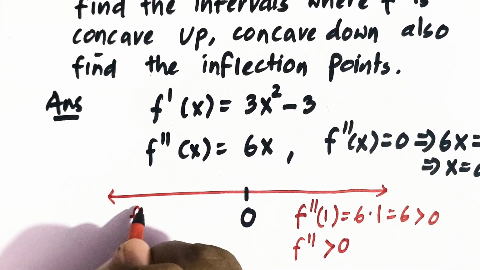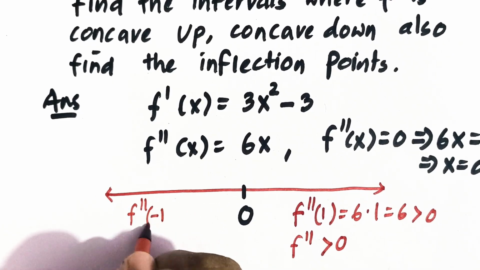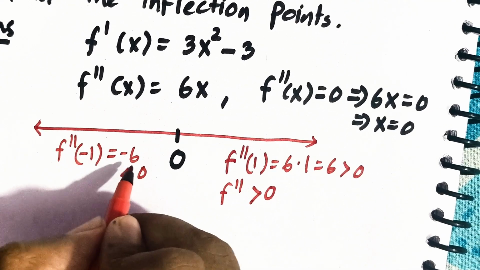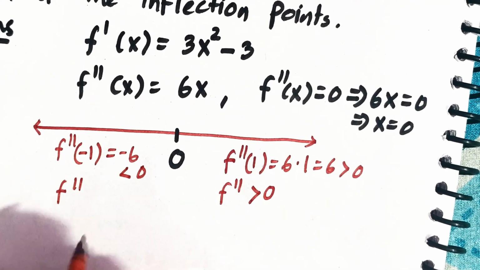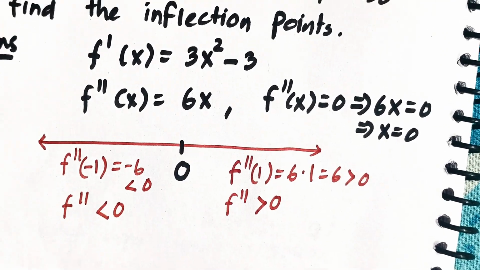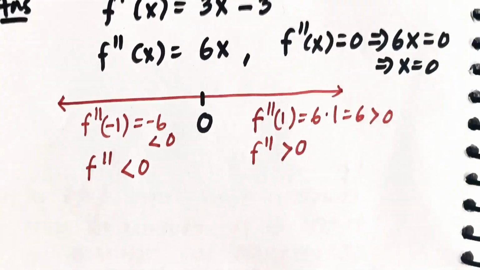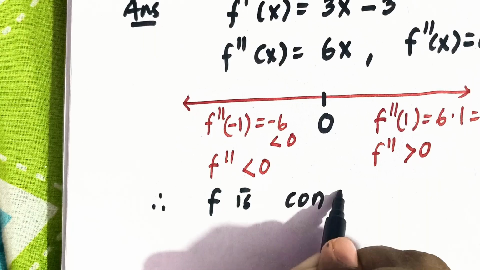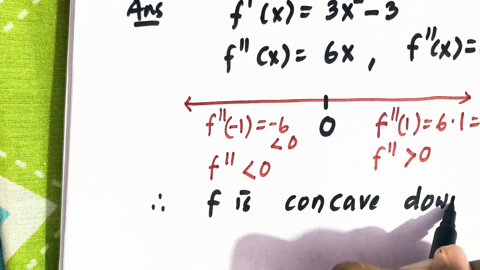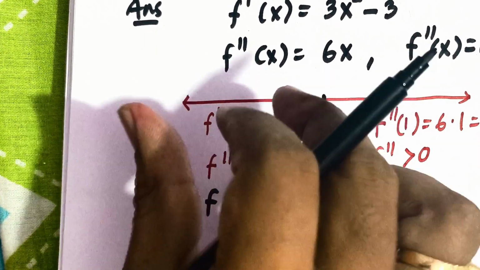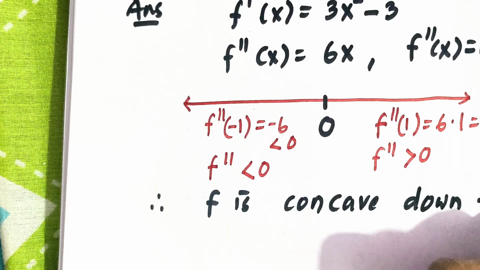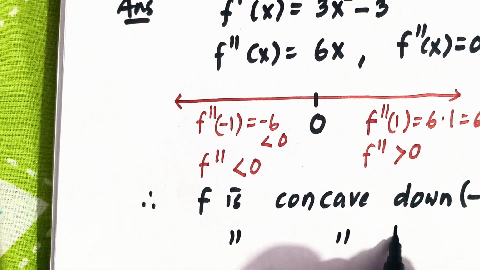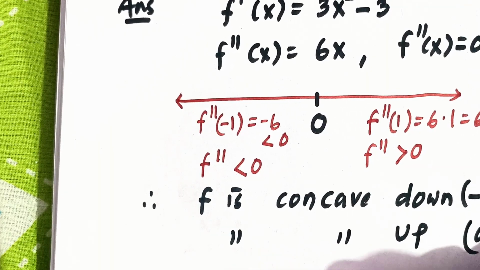And here let's pick minus 1. What is f double dash of minus 1? It is minus 6, which is less than 0. So at one point it is negative, means at all points it is negative. Therefore f is concave down. Here negative means concave down, and this interval goes from minus infinity up to 0, open interval. f is concave up in 0 to infinity.